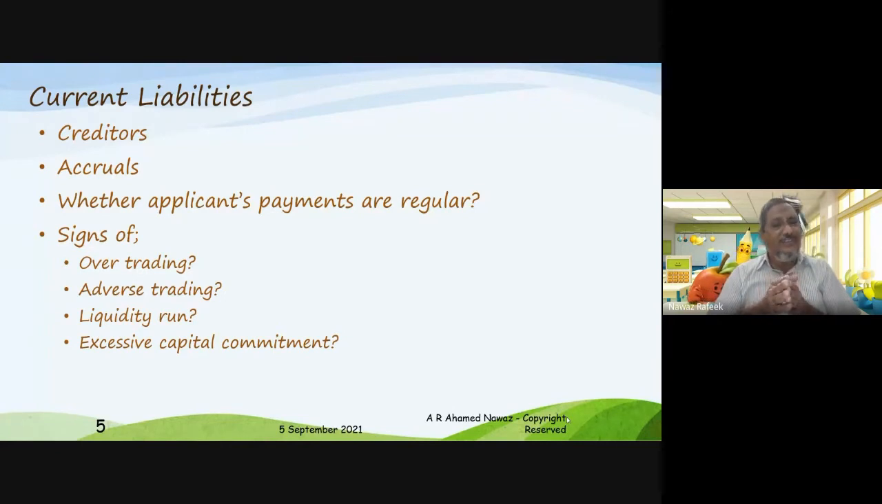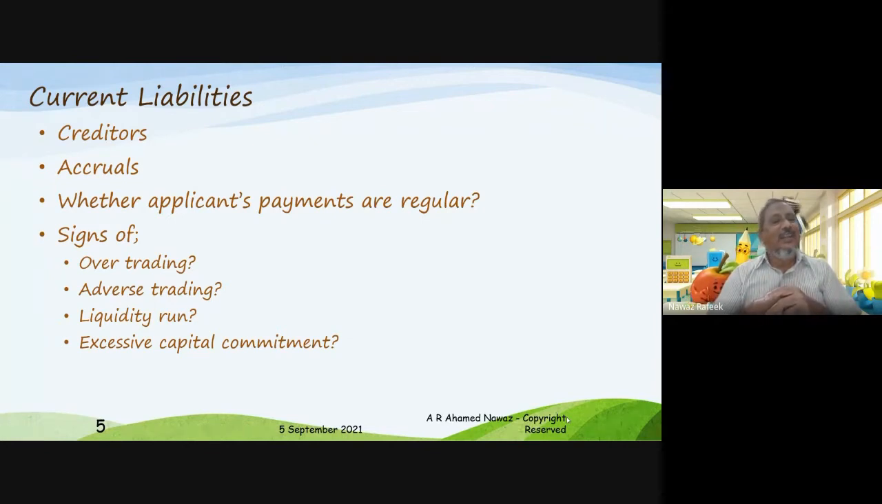Then adverse trading, on the negative side. Business opportunities are there, but the customer is not trying to expand the business. Opportunities are there, not expanding. That's called adverse trading.